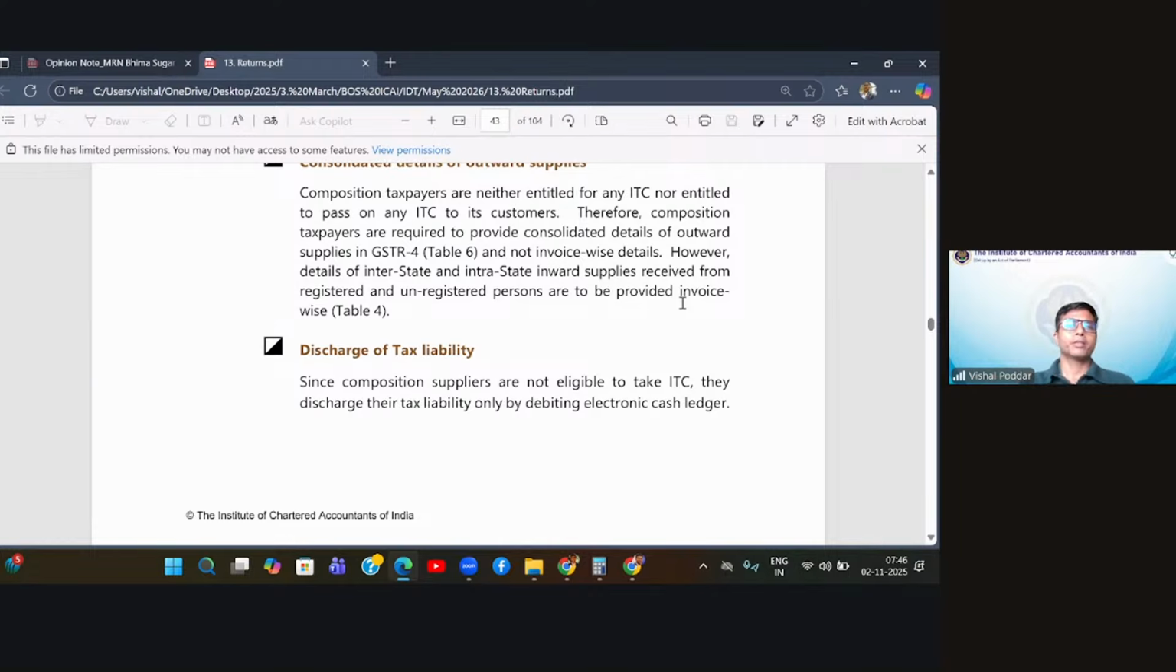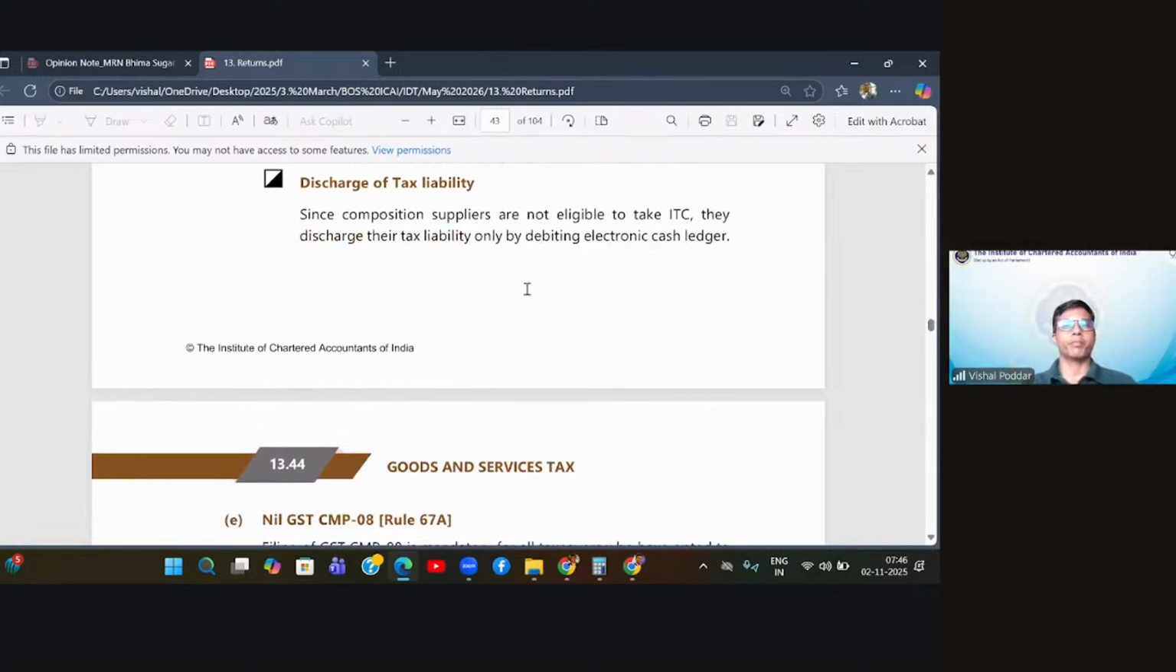Now, here there is a small, I'll say, practical difference. Inward details from registered persons are getting auto-populated because they have filed their GSTR-1, so that is obviously coming invoice-wise. But for unregistered persons, I need not actually do invoice-wise. So people do it consolidated, because that is what you have to file yourself.